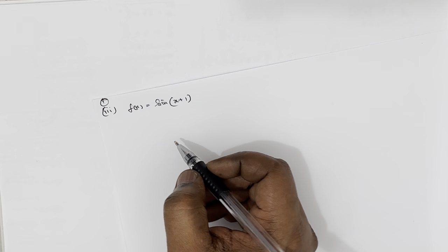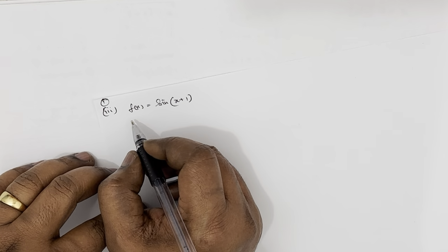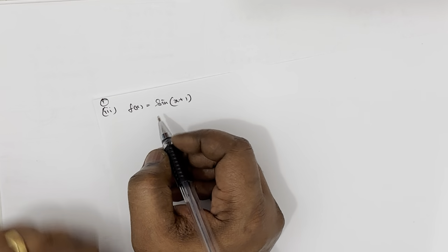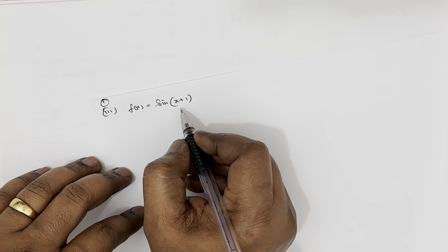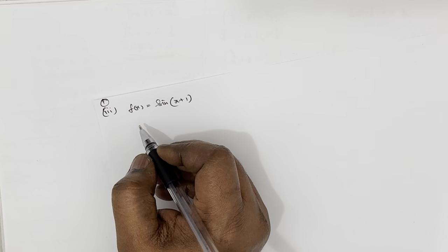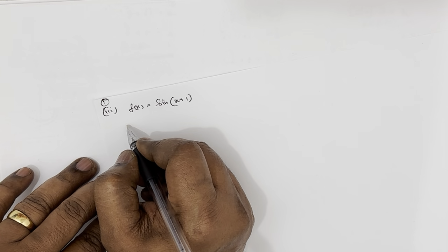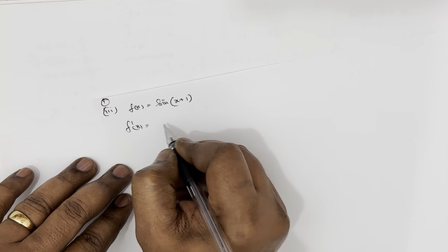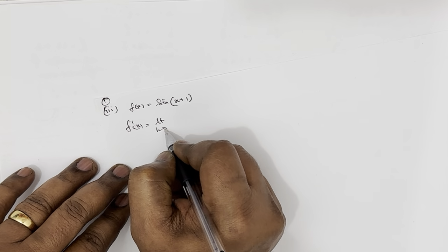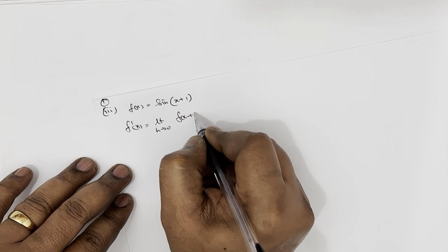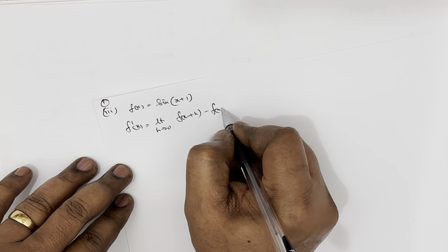Now let's do the third one. Okay, question number 1, the third one, that is f of x is equal to sine x plus 1. So the first principle formula: f dash of x is equal to limit h tends to 0, f of x plus h minus f of x upon h.